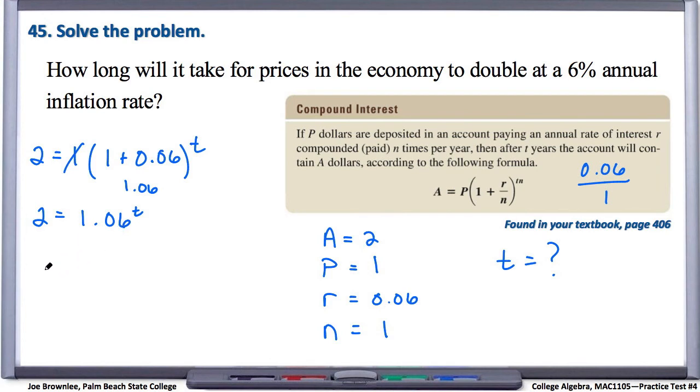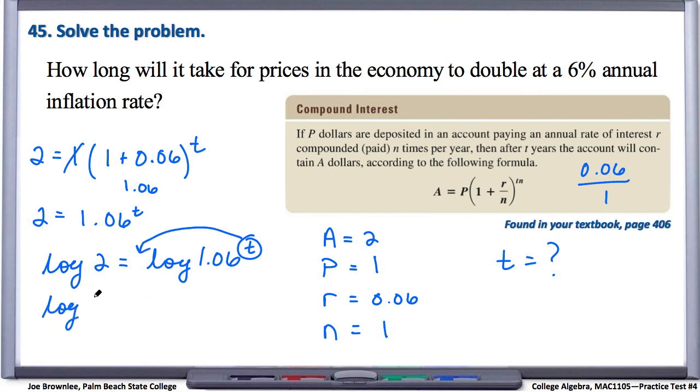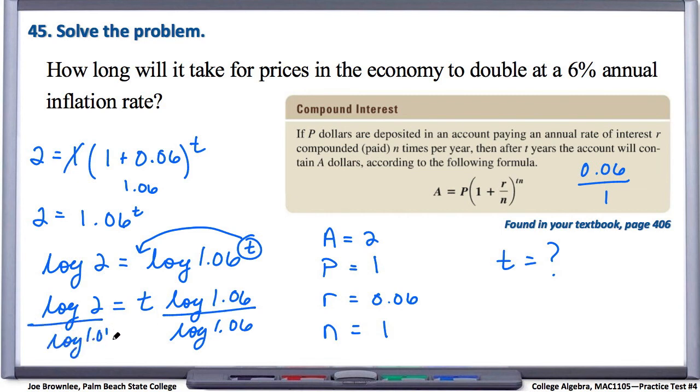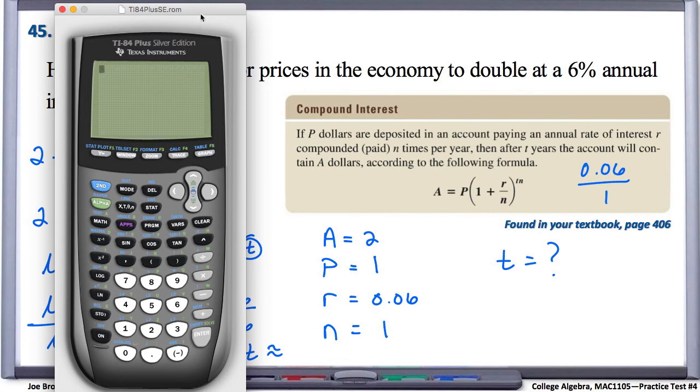Let's go ahead and take the log of both sides. So we'll have log of 2 equals the log of 1.06^T. Because we've taken the log, we can go ahead and pull that exponent down out front, which gives us log of 2 equals T log of 1.06. We want to solve for T, so let's divide both sides by log 1.06, and that'll give us T is approximately, well, let's pull up our calculator and find out.